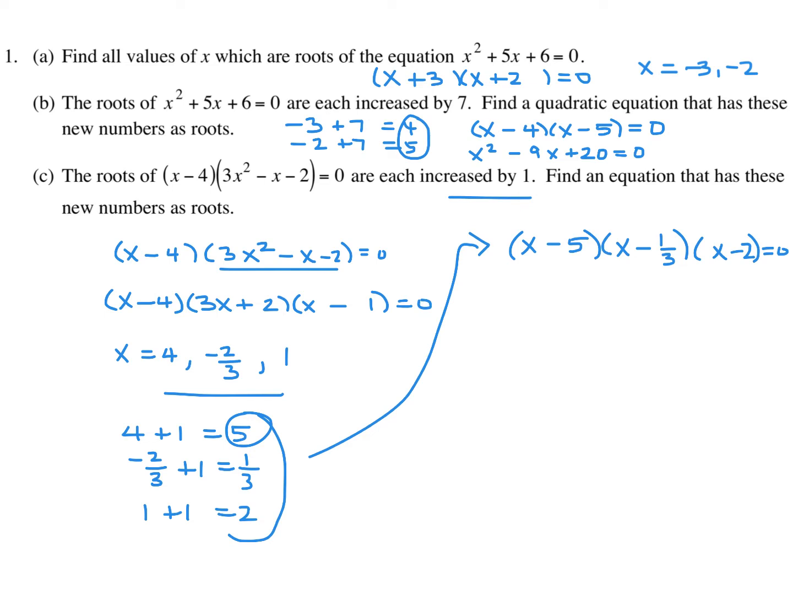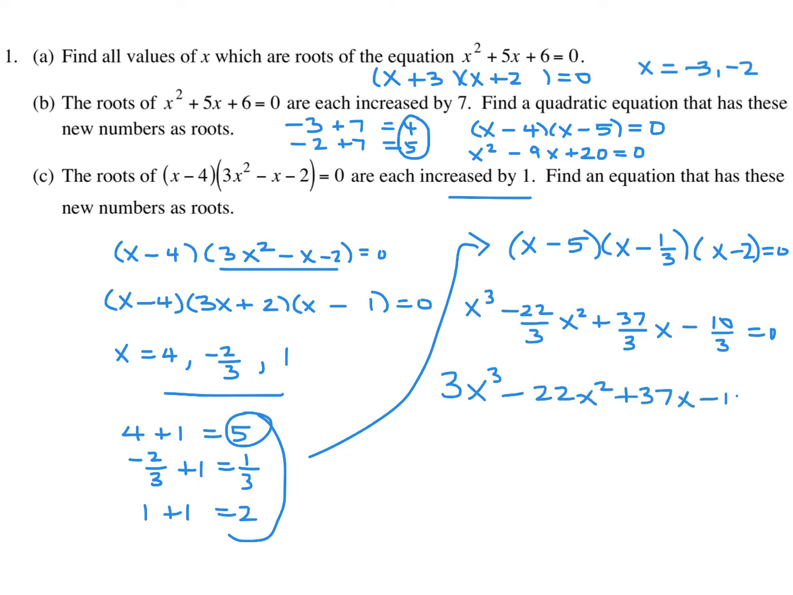So if you expand this, I guess I'll let you do that, right? And then when you expand it, you get x cubed minus 22 over 3 x squared plus 37 over 3 x minus 10 over 3. And then what I did is I multiplied through by 3 to get rid of all the fractions. So I've ended up with 3x cubed minus 22x squared plus 37x minus 10 is equal to 0. And that's perfectly valid.